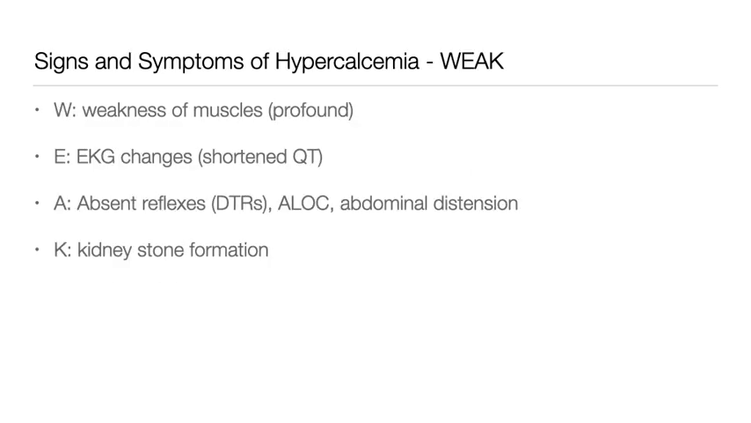So some signs and symptoms of hypercalcemia. We're going to remember the word WEAK: W for weakness of muscles, very profound. It's a weird one because I think of hypercalcemia, you're going to have crazy contractions, but it's the opposite. Nothing can contract. You're going to have a shortened QT interval in the EKG. You're going to have absent DTR, so you're not contracting. You're going to have altered level of consciousness and abdominal distension. There's no peristalsis going on.